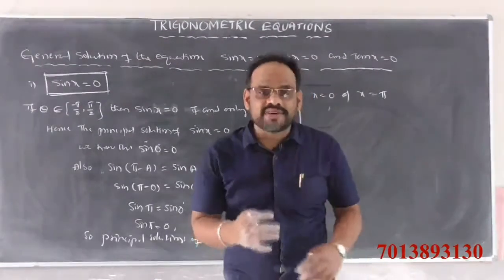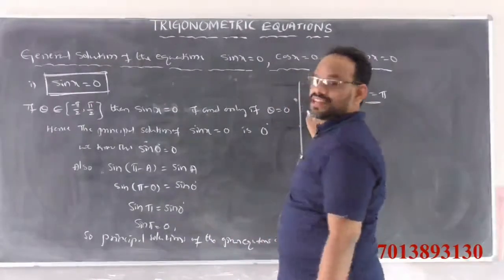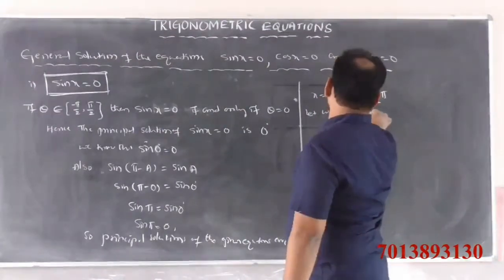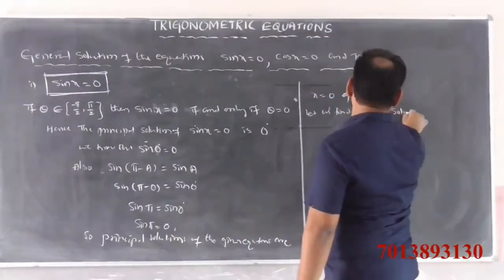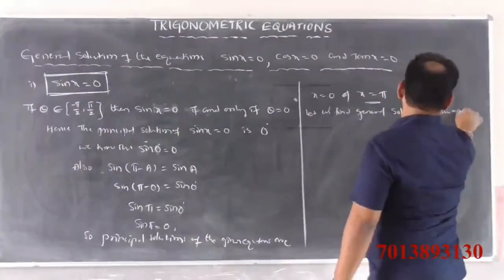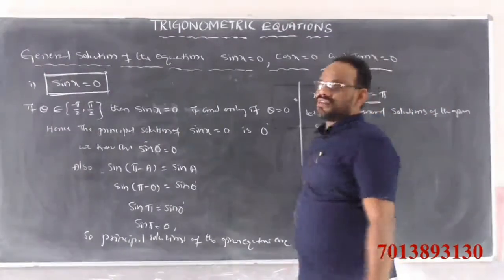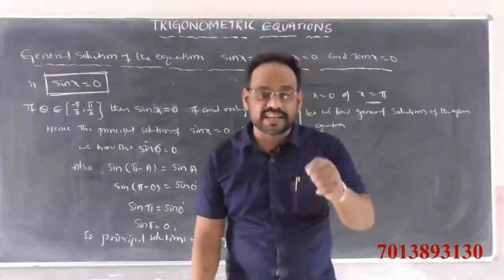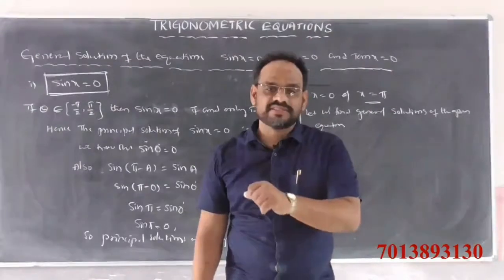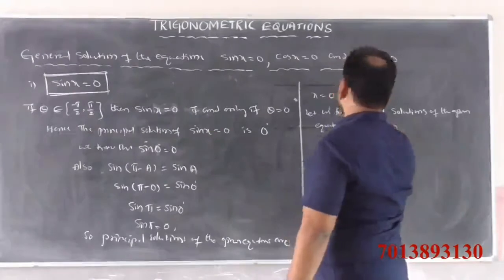These are the principal solutions, but we want the general solution. Therefore, let us find the general solution of the given equation, that is sin x equals 0.